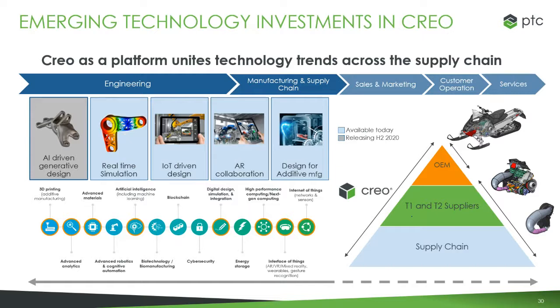With Creo, we are not only serving the OEM, we are the only company providing solutions to the OEM, tier 1 or tier 2 suppliers, or the supply chain. No one has that integrated, complete chain of solutions in this digital thread. From engineering to manufacturing, supply chain, sales and marketing, and customer operations and services, the integration is seamless. So this is how Creo 7.0 is.